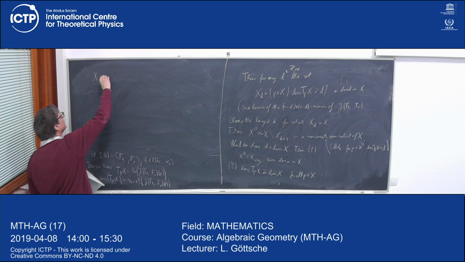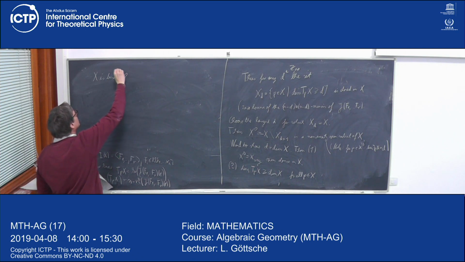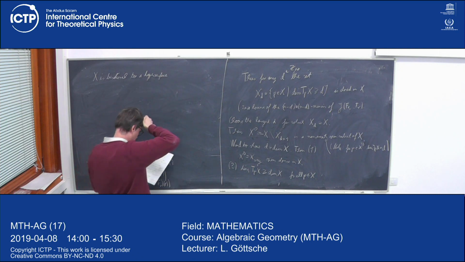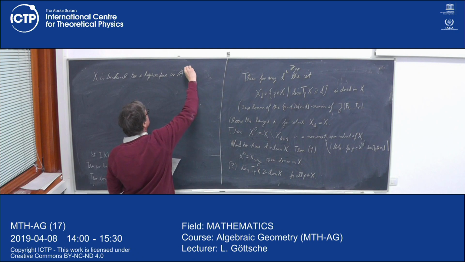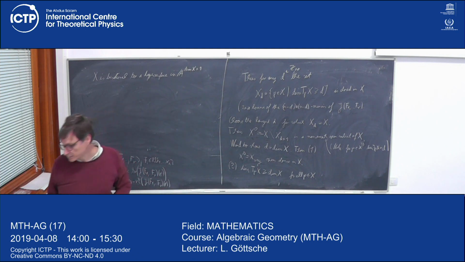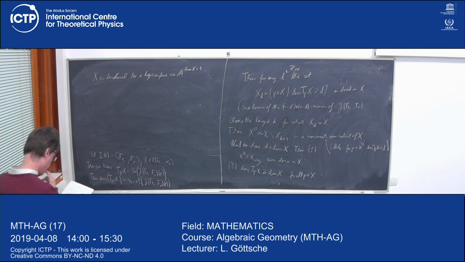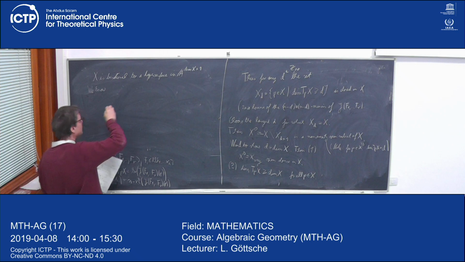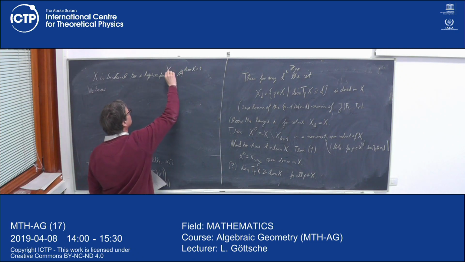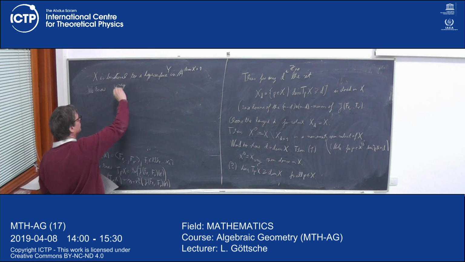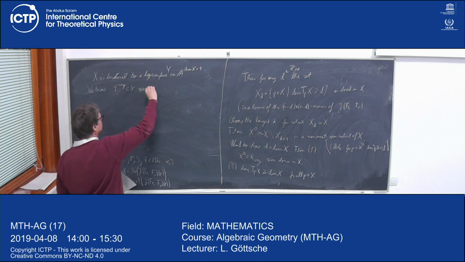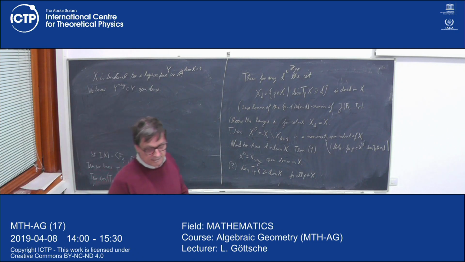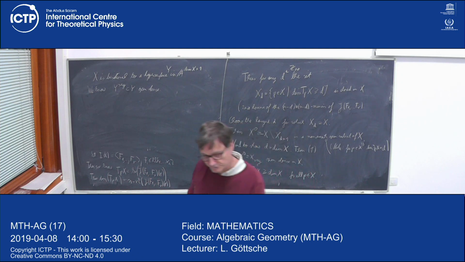So you know that X is birational to a hypersurface in affine space of dimension dim X plus 1, that we proved. And we also know that if I call this hypersurface Y, then the regular locus in Y is open and dense. Because you have shown that if I take a hypersurface in A^n, then the non-singular locus is open and dense. This was one of the first things we showed.